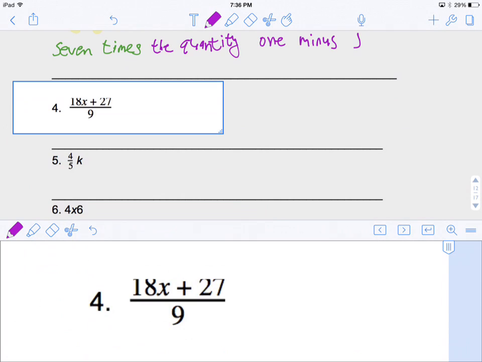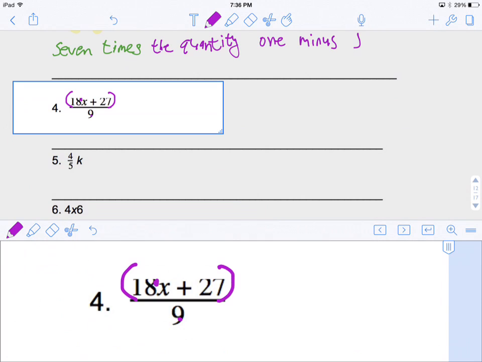So I'm going to fill in the times that you're missing. This is 18 times the unknown x plus 27. And then if you notice, it's not 18 divided by 9. It's not 27 divided by 9. It's both of them divided by 9. So what there is in this big fraction bar or big division sign really is a parenthesis. That fraction groups them together.